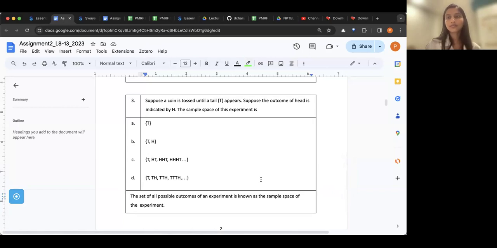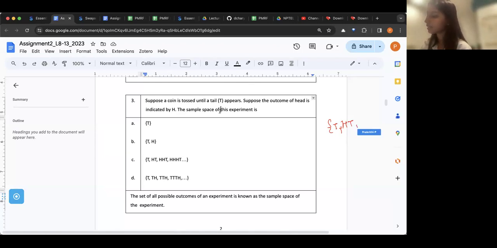And now suppose a coin is tossed until a tail appears. Suppose the outcome of head is indicated by H. Now what is the sample space of this experiment? We don't know when the tail is going to occur, so we just keep tossing the coin till it occurs. Let's say I toss the coin and on the first toss, I get tail. In that case, it would be T. And it could also be that in the first toss I don't get a tail, I get head, but in the second try I get a tail. So I stop there.